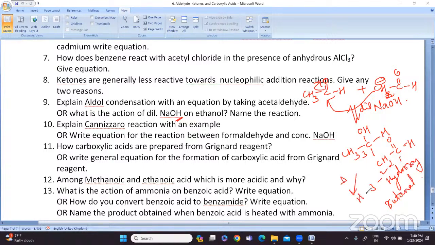When you heat it, there will be loss of a water molecule and it forms butenal, that is CH3, CH double bond CH, CHO. This is an alpha beta unsaturated carbonyl compound. So the product obtained is an alpha beta unsaturated carbonyl compound. Is it clear?